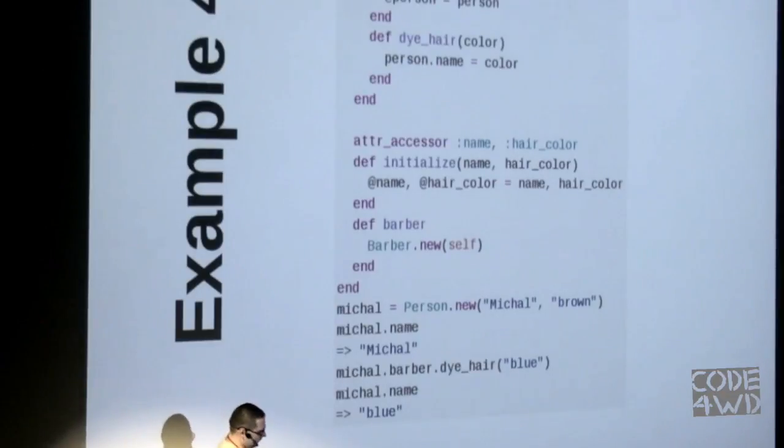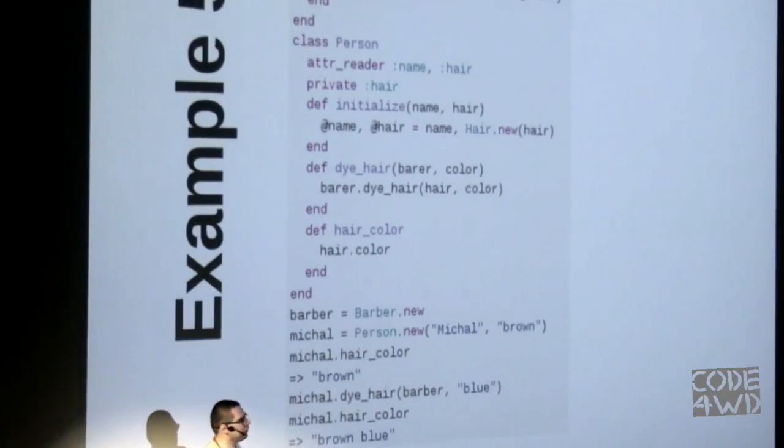So you can see there is a color assigned to name. Of course, this will produce some strange results, because we allowed it. And excuse those examples, they aren't perfect. But on the next slide, I'm trying to fix it. So I'm introducing hair. So we can only change the color this way. And then when we have a barber, we can dye a hair. So we pass only hair and only color. So there is no option to change something else. This is where composition comes in.